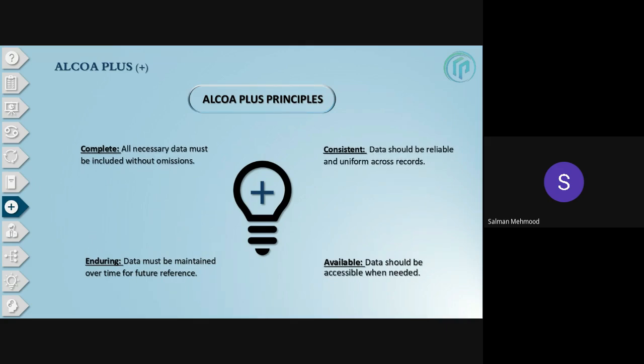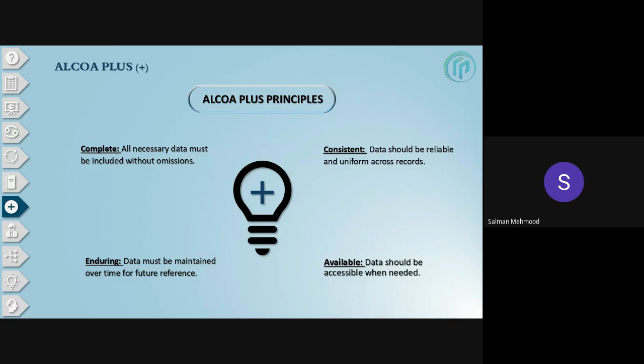Complete, consistent, enduring, available. Complete means all data must be present. Either it is the failed test report, or it is a past report. So the data must be complete.